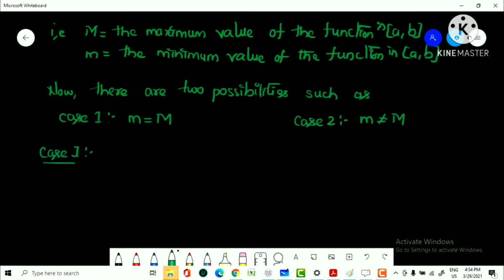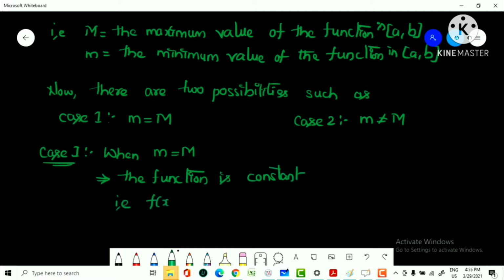Case 1. When small m is equal to capital M, this implies the function is a constant function. The function is constant, that is f of x is equal to constant.